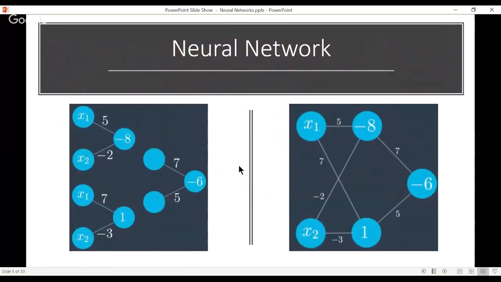So this is the more conventional way of showing a neural network. We use the same 2 points from the previous slides, and we have these two linear combinations, 5x1 minus 2x2 minus 8, and 7x1 minus 3x2 plus 1. These two will give two linear decision boundaries. Then we combine these two using another set of weights, and they give you a more complicated decision boundary. When we combine them, it will look like this.